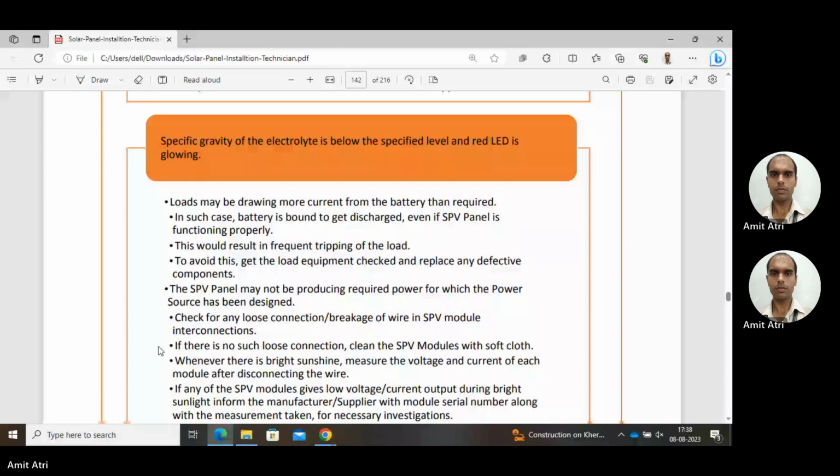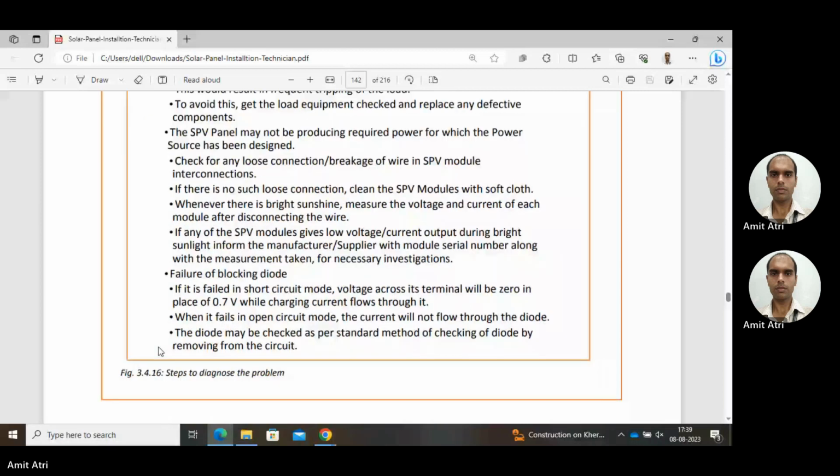Then, failure of the blocking diode. In that case, the voltage across the terminals of the diode will be zero. It should be 0.7 volt, and the charging current will be flowing through it. When it falls into open circuit mode, the current will not flow through the diode. So we need to check the diode also, as per the standard method of checking a diode by removing it from the circuit. So there could be a fault with the blocking diode as well. We need to check that too.